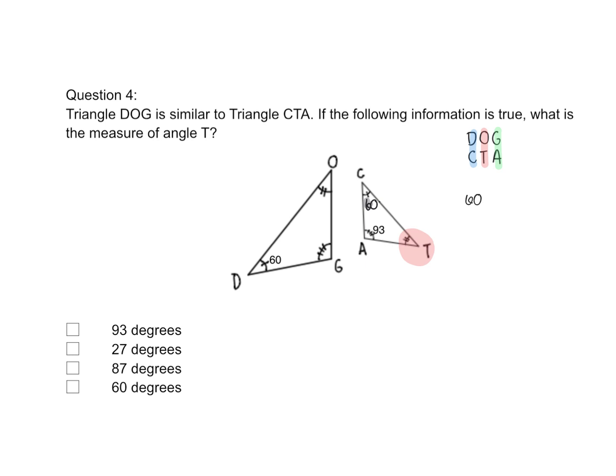So I can do 60 plus 93 plus our missing angle measure of T is equal to 180. When I add 60 and 93, I get 153 plus the missing angle measure of T equals 180. We subtract to solve, those cancel, and we're left with T is equal to 27 degrees.